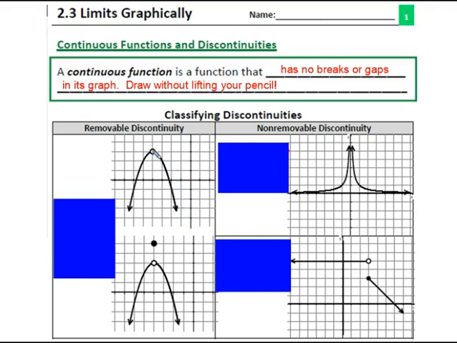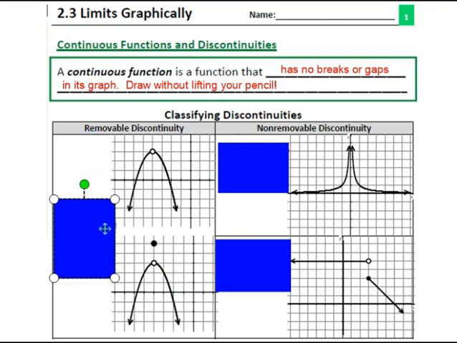Okay, so I had to pick up my pencil because remember, if you have an open circle, that means you cannot touch it. So I cannot put my pencil there. Same thing going on here. I need to literally pick it up in order to draw this dot, and then I need to pick it up again to continue over here. So these are discontinuous graphs because I need to pick up my pencil.